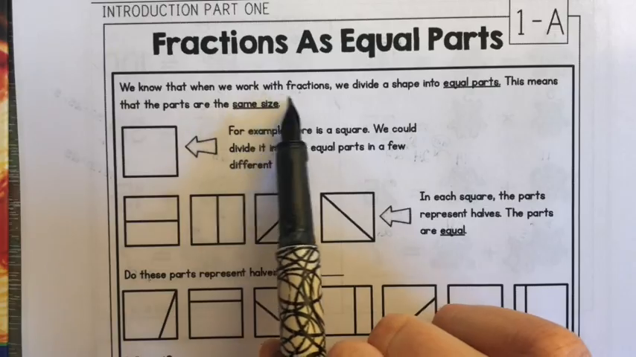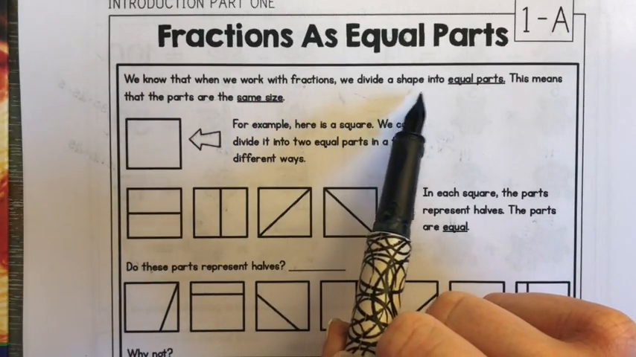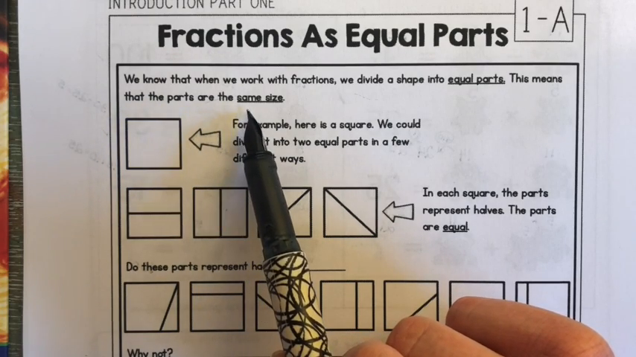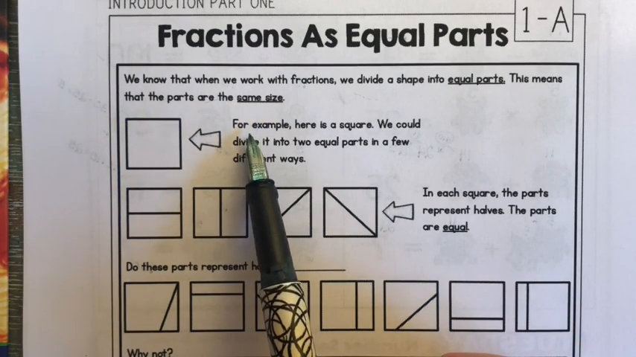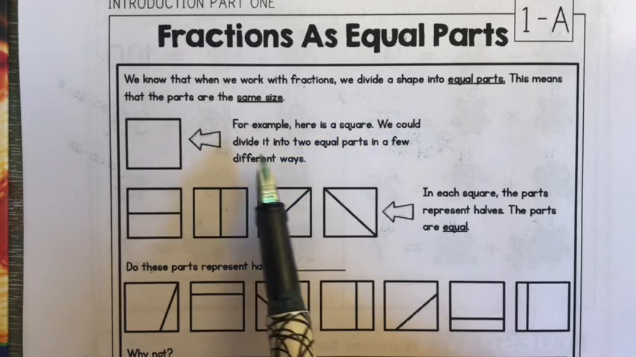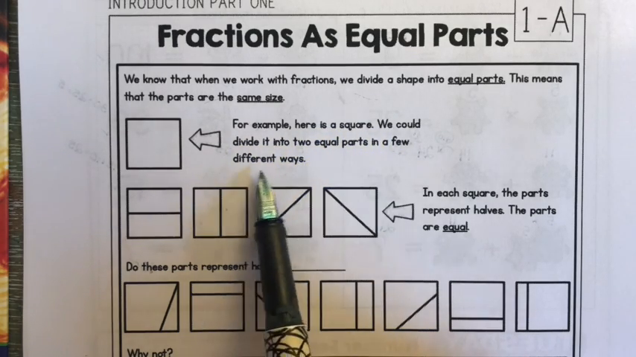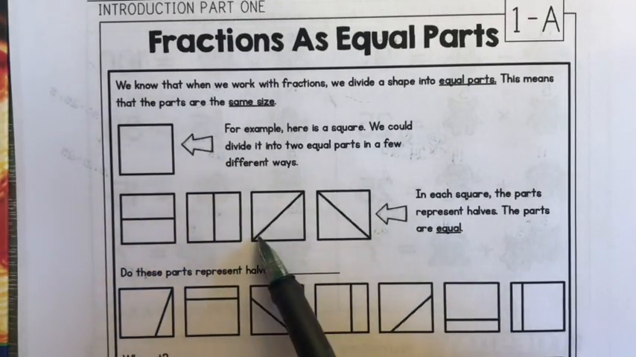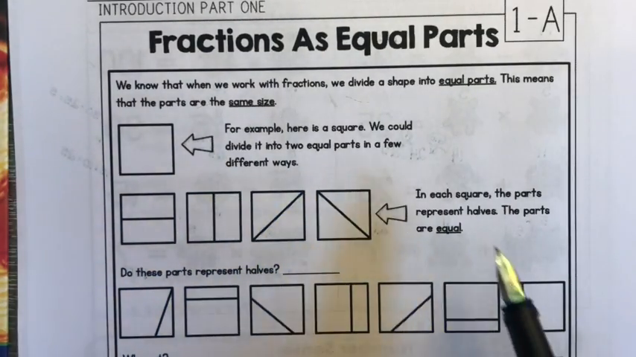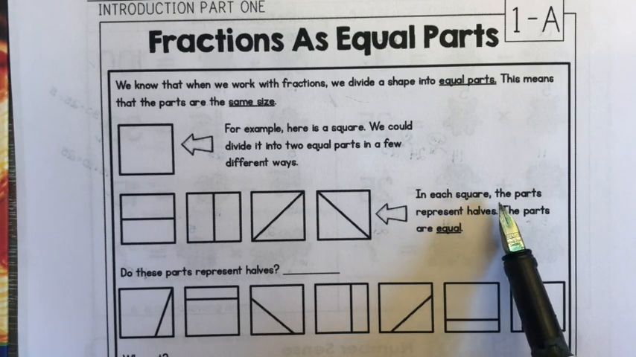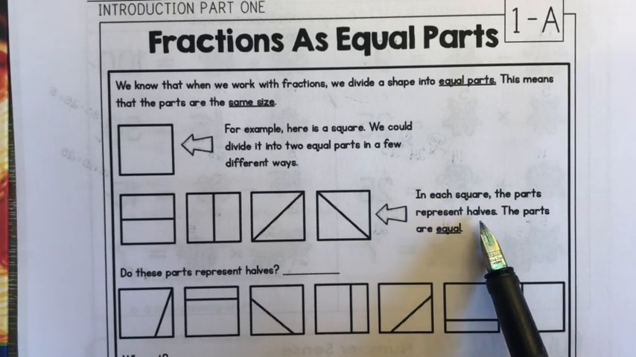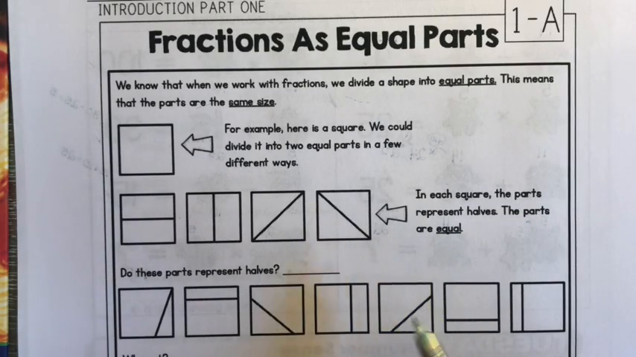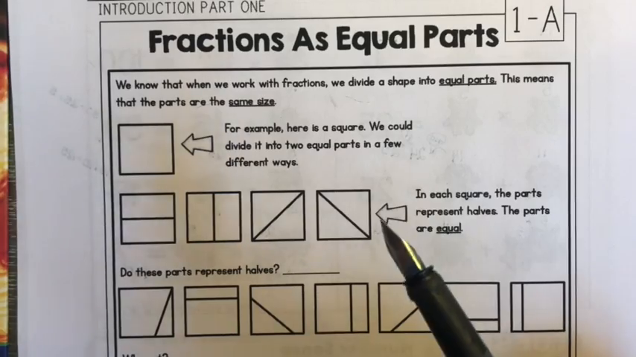So we know that when we work with fractions, we divide a shape into equal parts. This means that all the parts are the same size. So here's their example. Here's a square. We could divide it into 2 equal parts in a few different ways. So there's different ways to divide this square so that they have an equal part. In each square, the parts represent halves. The parts are equal.